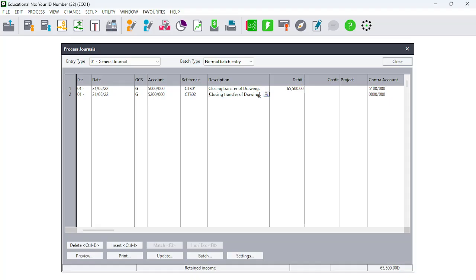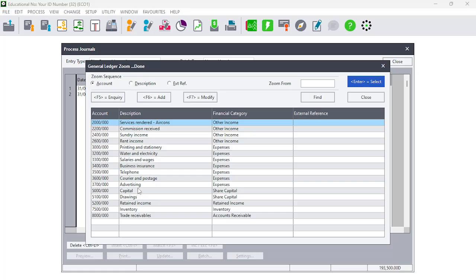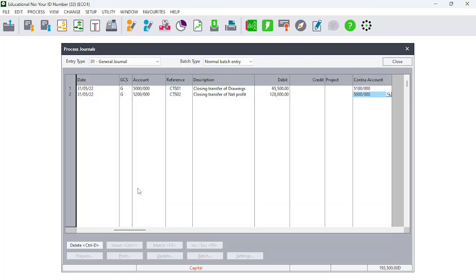And now closing transfer of not drawings anymore, but of net profit or retained income, whatever you want to call it. Then you still maintain that the amount must be on the debit side. So if you recall, that retained income was 128,000, and that's important. Make sure that you capture correctly, not 12,800, 128,000, and that your contra account, as we recall, is going to be capital. So that's going to be the credit account.